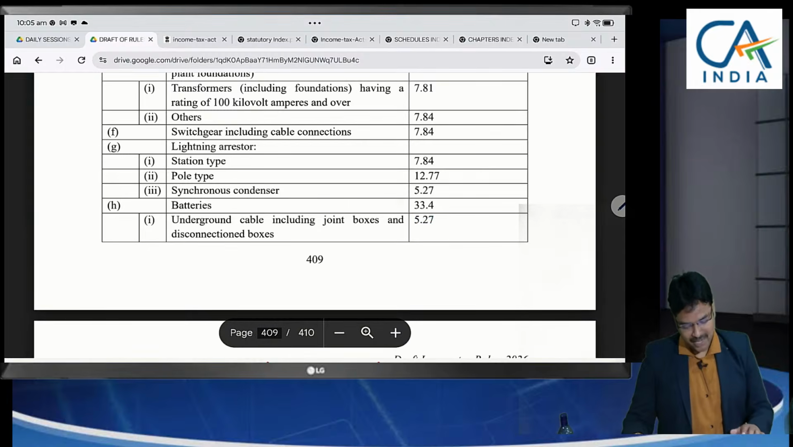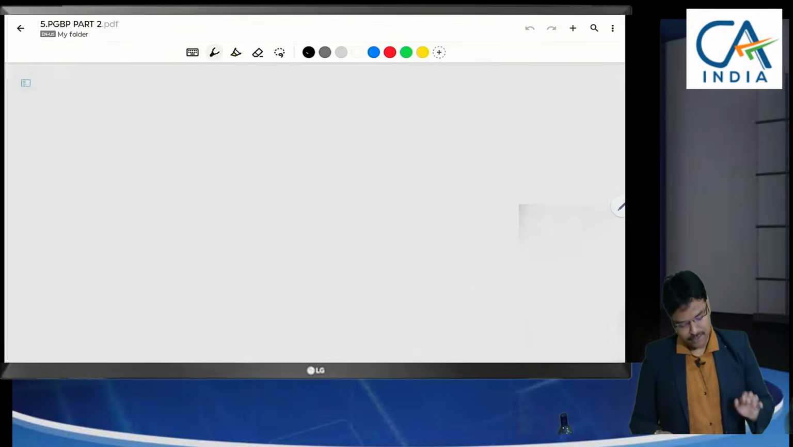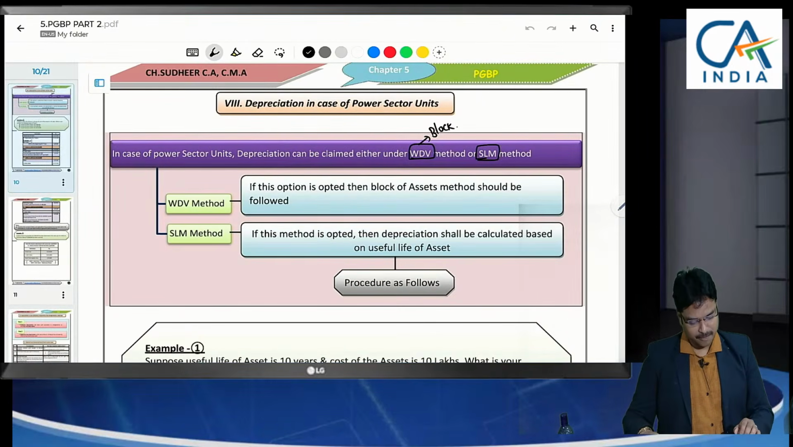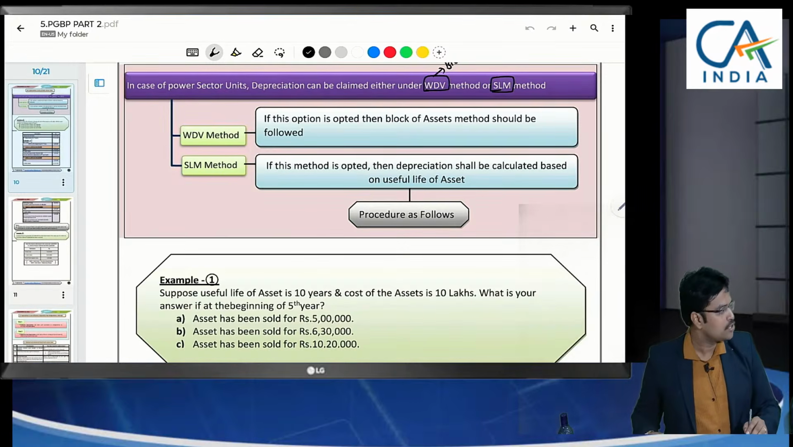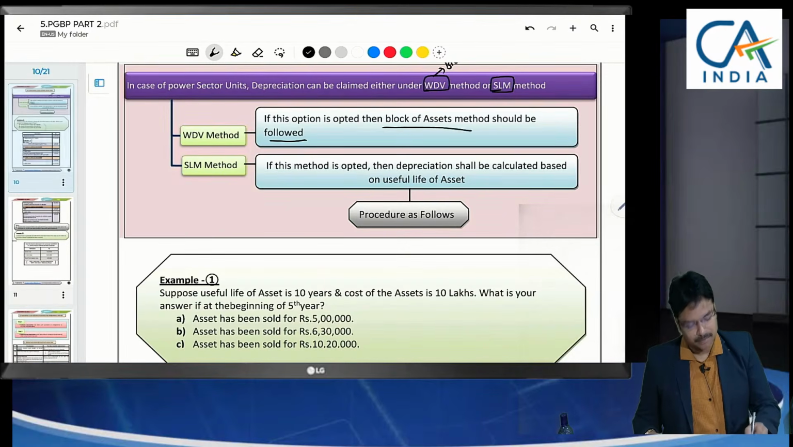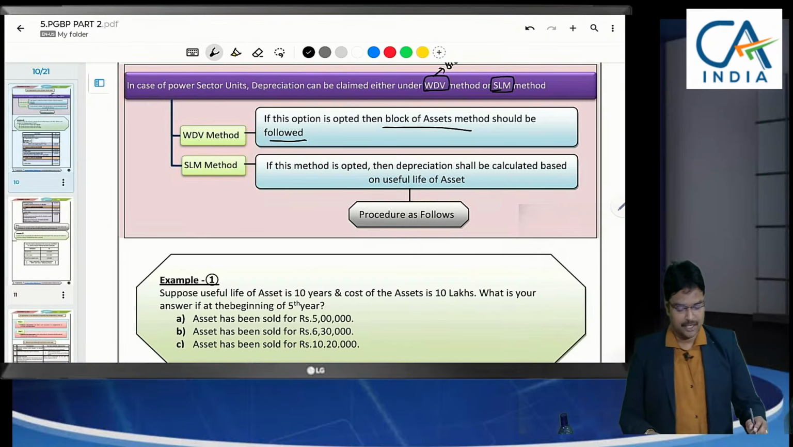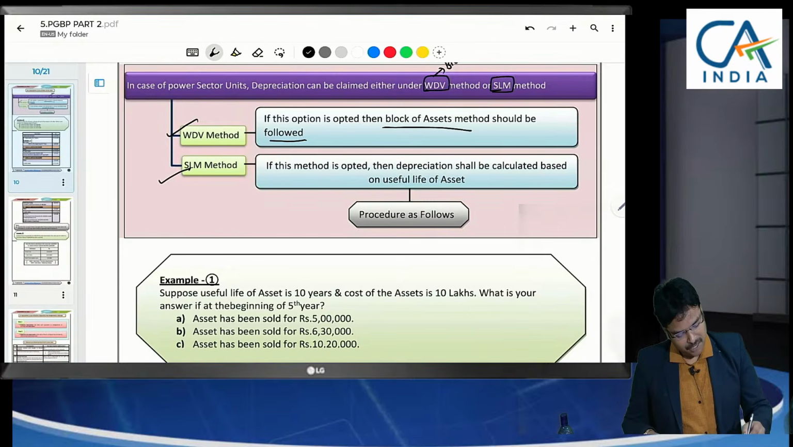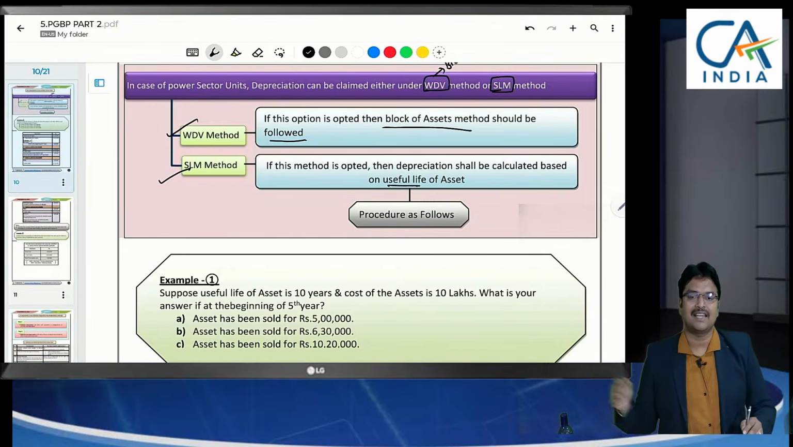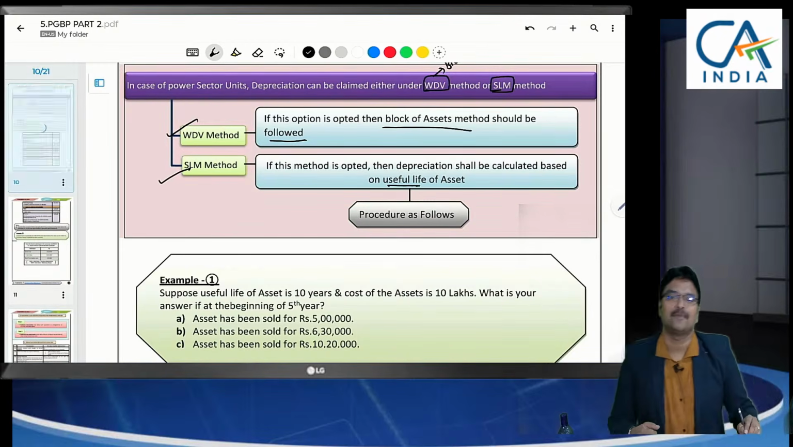This is only in case of power generating units, not for all persons. So, if WDV is opted, then the block of assets method should be followed. If the straight line method is opted, based on the useful life of the asset, they have said how much per annum is to be claimed.